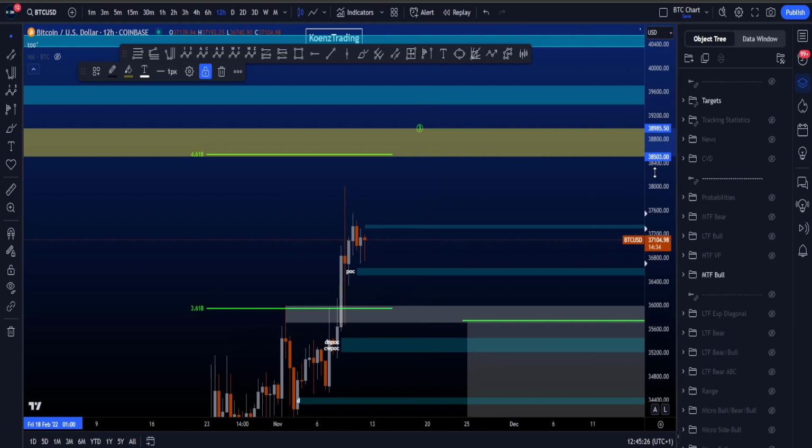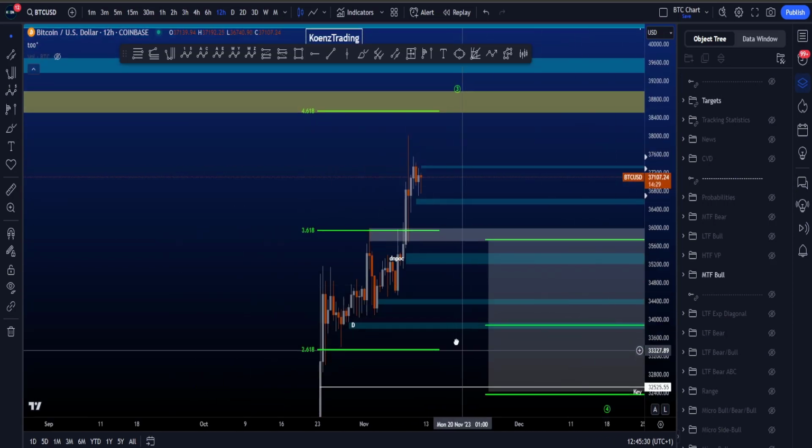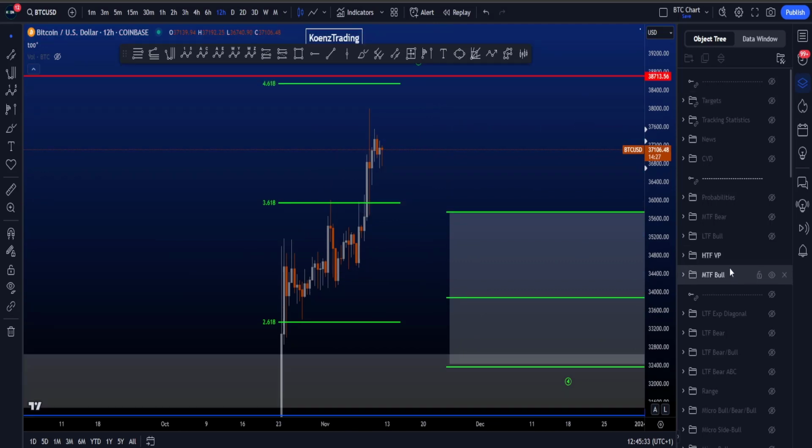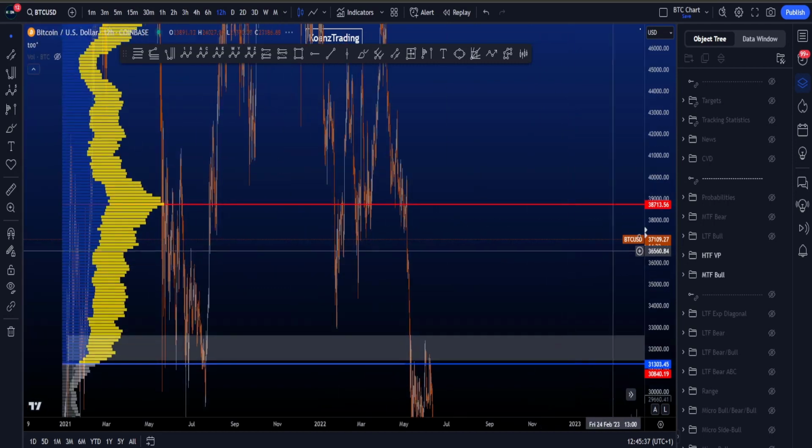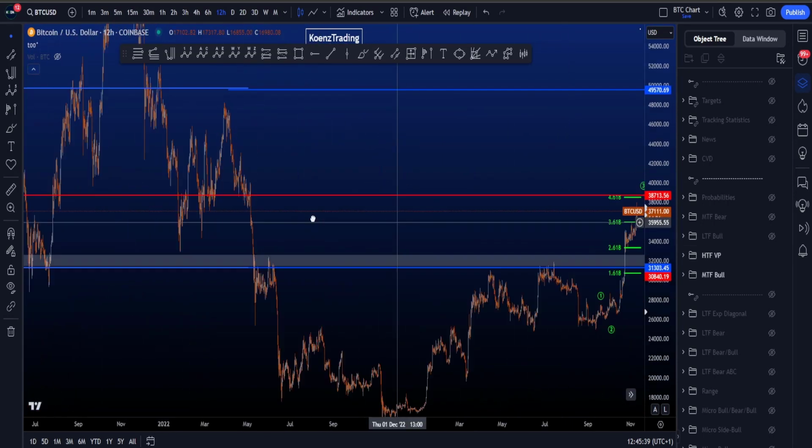And the 4.618 is at a very interesting level because we also have the golden target box over here sitting between 38.5k and 39k, which is big resistance from a higher time frame perspective, as we also have a point of control there, 38.7k, of this multi-year volume profile over here.